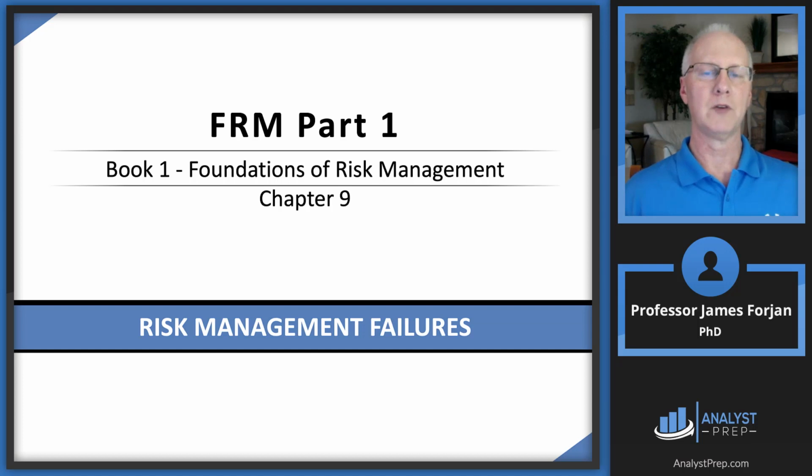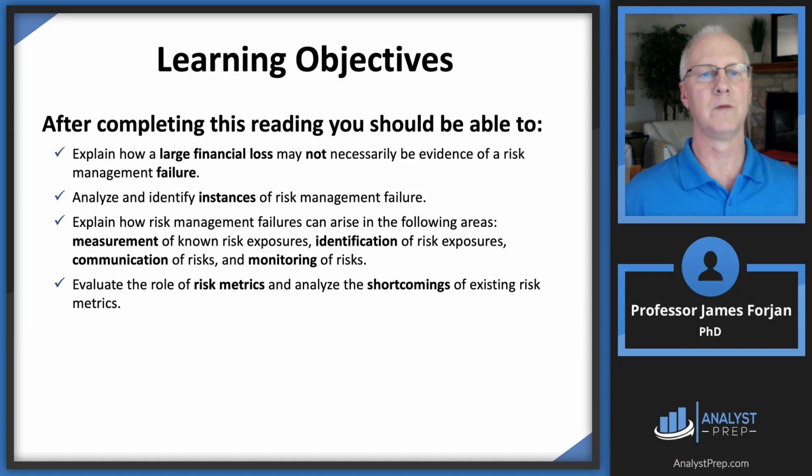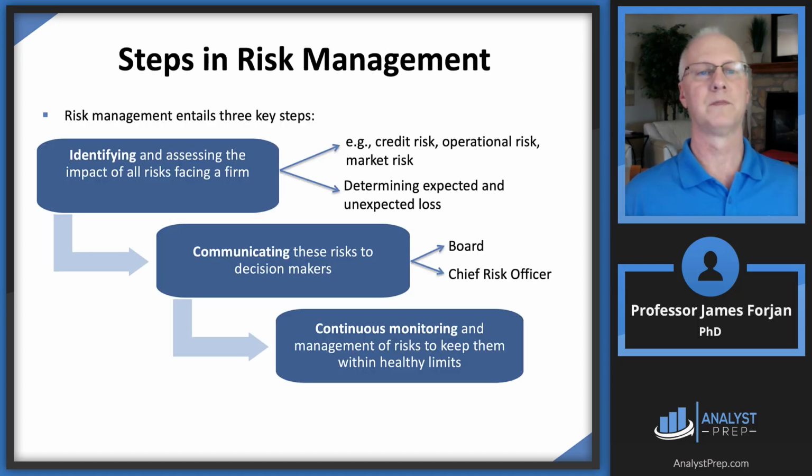Now, this Chapter 9, called Risk Management Failures, is kind of a summary of all the stuff that we've been talking about, but it's also a description of indications of strategies or lack of strategies that are probably going to lead to failure. So let's look at the learning objectives here. Explain how large financial losses may not necessarily be evidence of failure. Analyze and identify instances of risk management failure, and then explain how risk management failures occur in the following areas: measurement and identification, communication and monitoring. And then take a look at some of the shortcomings of risk metrics.